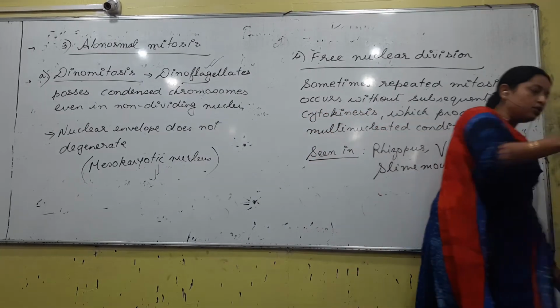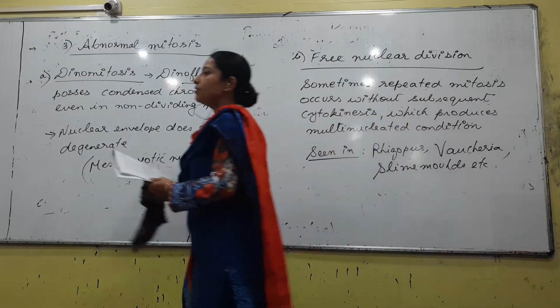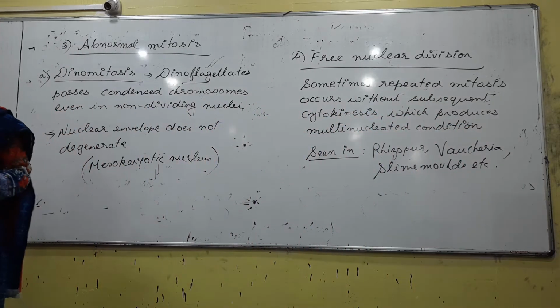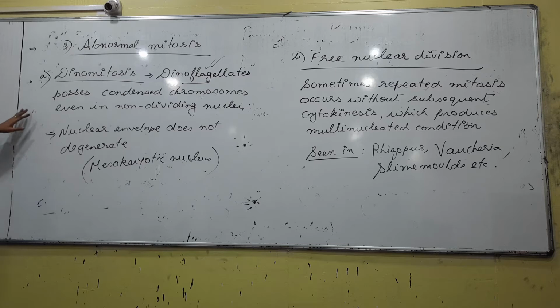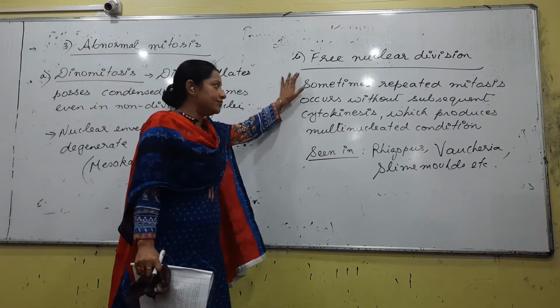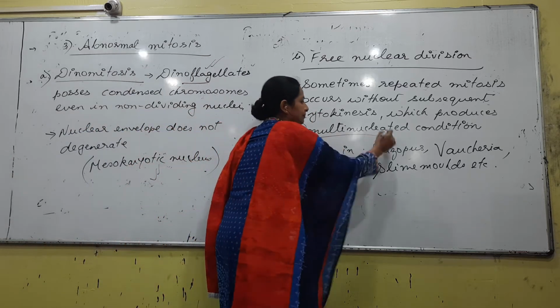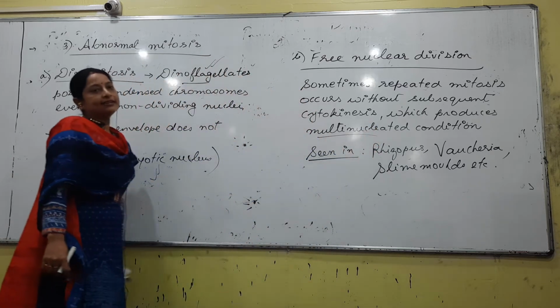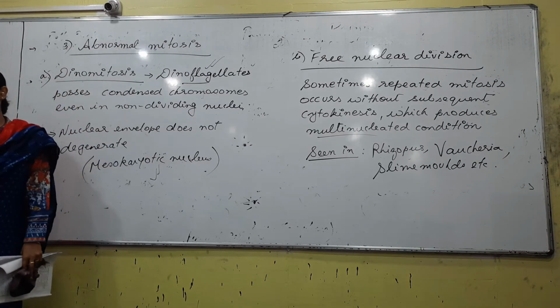Again, the note you don't have to remember. Here are questions just from the point of understanding and knowing that abnormal mitosis also occurs, right? If abnormal mitosis is in the form of free nuclear division, then what will we see? Multinucleated condition. Free nuclear division means?